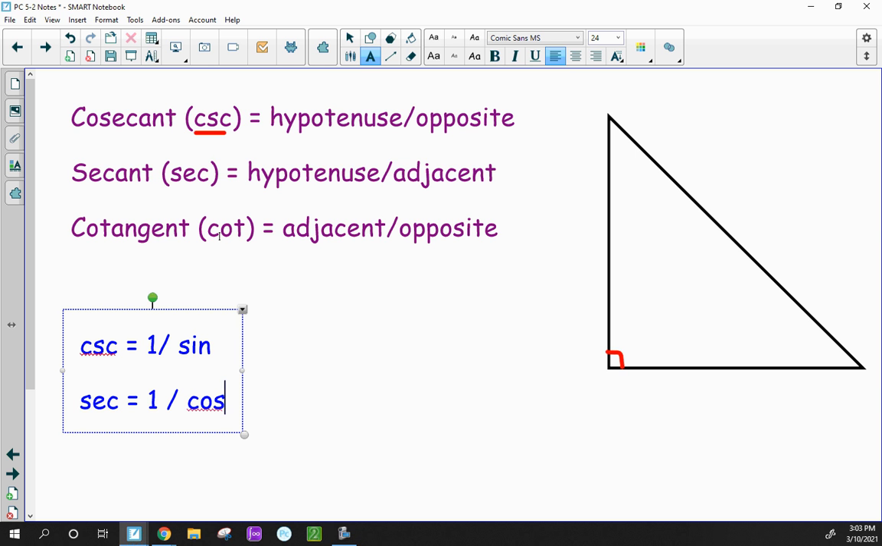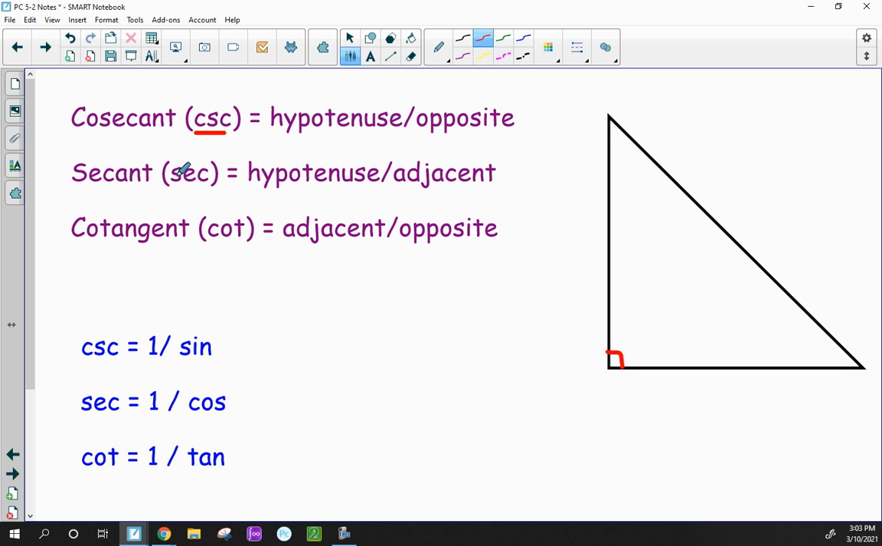Cotangent is COT. It is adjacent over opposite, and cotangent is 1 divided by tangent. So again, these three that are currently on your screen are inverses of sine, cosine, and tangent.